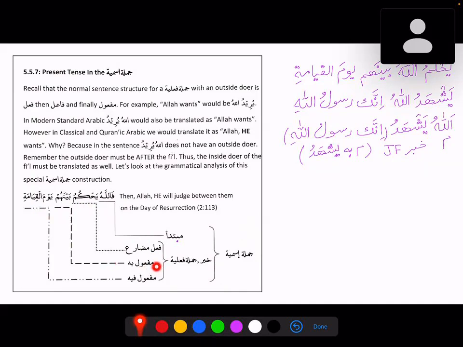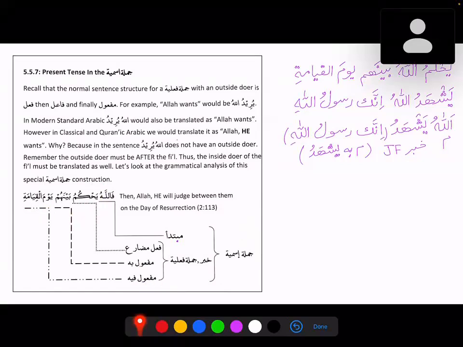Bainahum, between them, right? This is a special mudaf. So this and bain, this is our maf'ul, right? He will judge between who? Bainahum, between them, right? So this is maf'ulun bihi. And then yawmul qiyamah, when would he judge? On the day of judgment. So this is maf'ulun fihi.